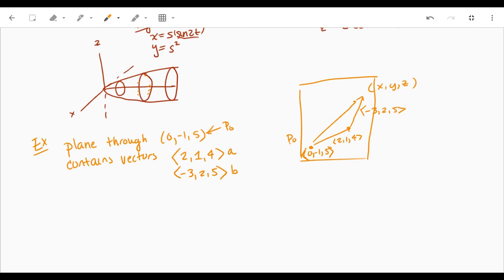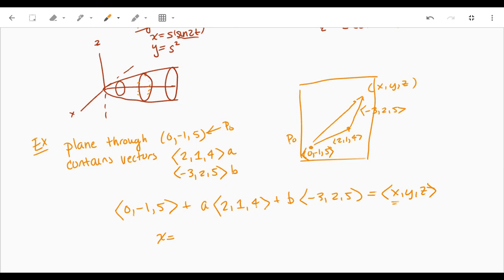And even that might overcomplicate things, because basically all you're doing is 0, -1, 5, plus, instead of a and b, I could use u and v, but I can use parameters a and b. We'll do that. a times 2, 1, 4 plus b times -3, 2, 5 gets me to x, y, z. The initial point and the terminal point, I'm just saying it's a vector function to get the location there. So x would equal 0 plus 2a minus 3b.